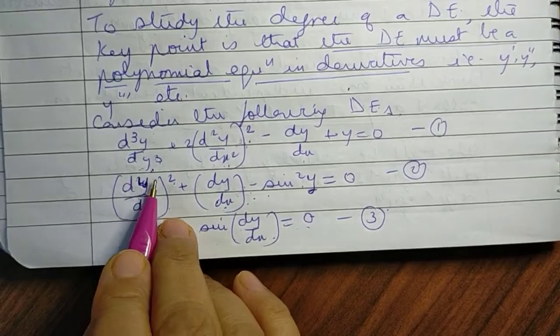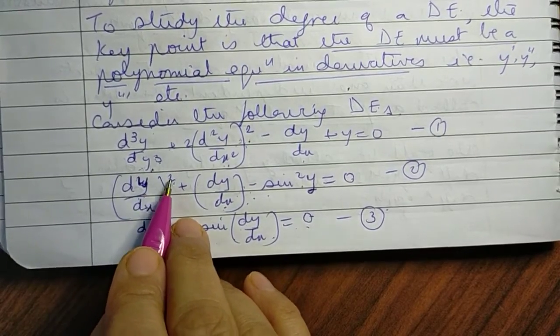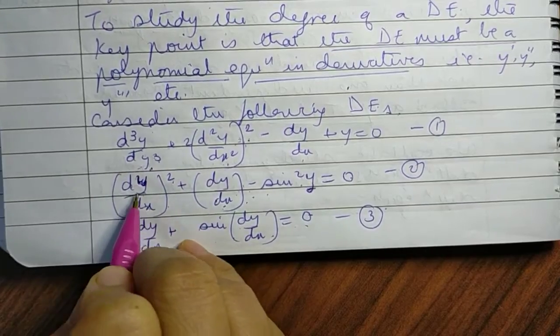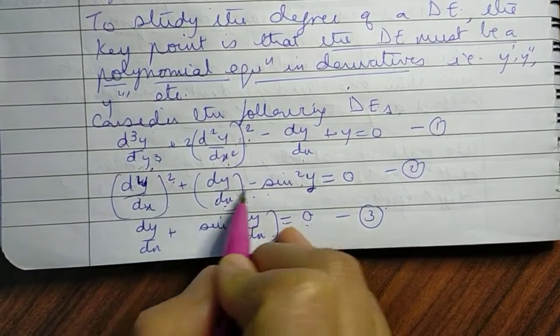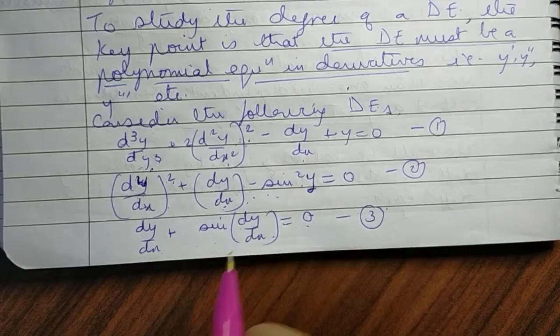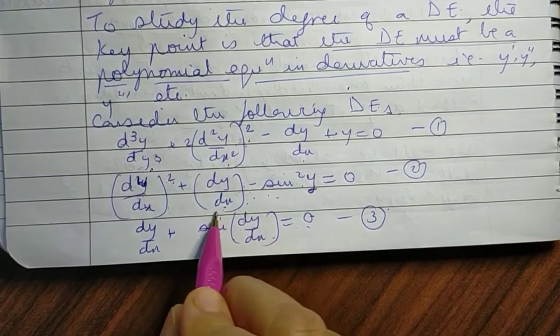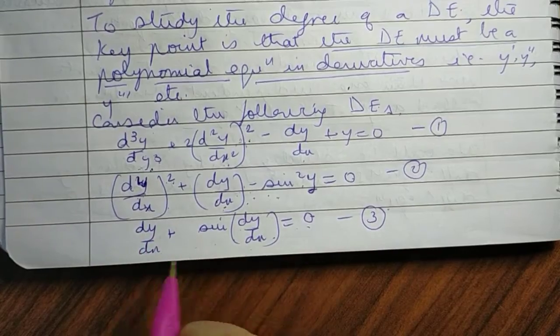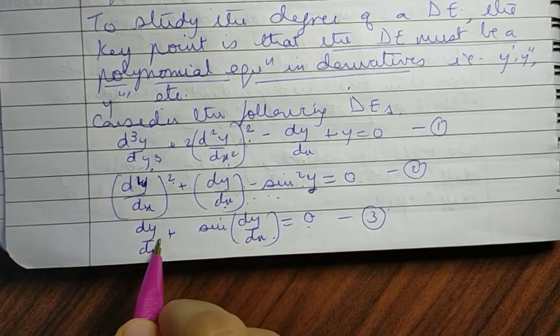The highest power which is present here of this term is 2, and so the degree of this differential equation would be 2, whereas in this case, because of the presence of a trigonometric function of a derivative, it's not a polynomial in the derivatives, and so degree is not defined.